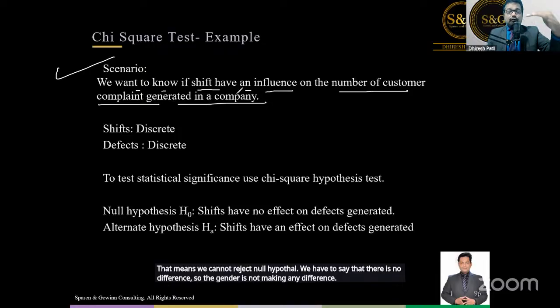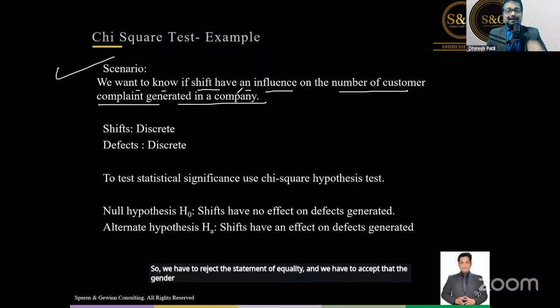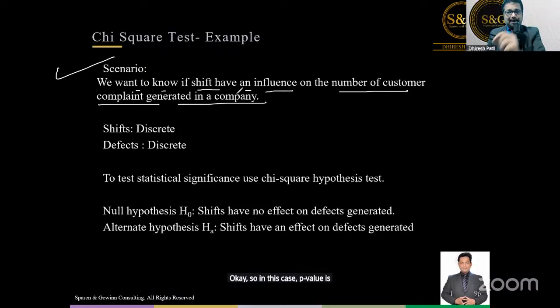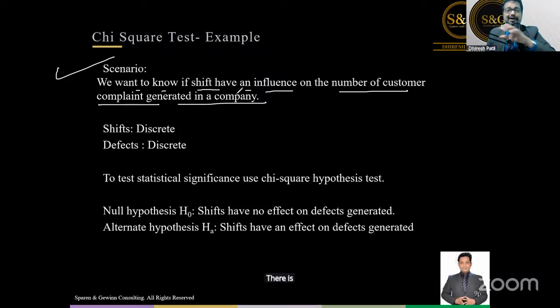If the P value would have been 0.02 or 0.01 or 0.04, whatever it is, then we have to say P low, null go. That means reject the null hypothesis. So we have to reject the statement of equality and accept that the gender is impacting the activity. Okay, so in this case, P value is 0.288. That means you cannot reject the null hypothesis. You have to accept the null hypothesis, which means there is no impact of gender on the activity level.